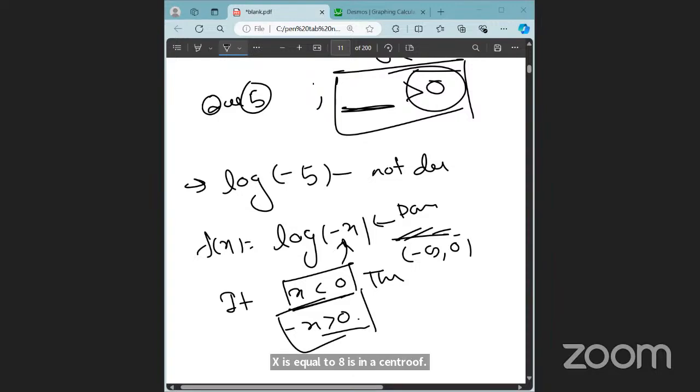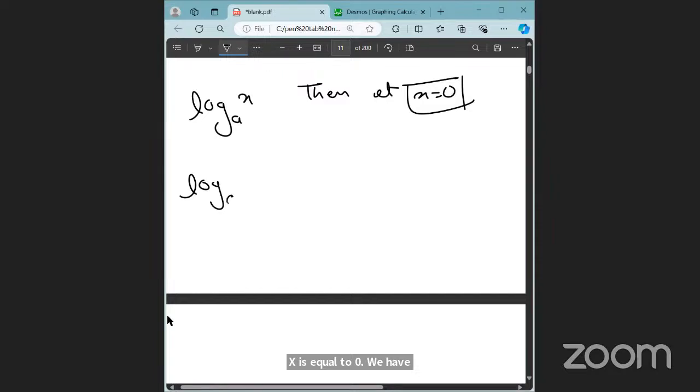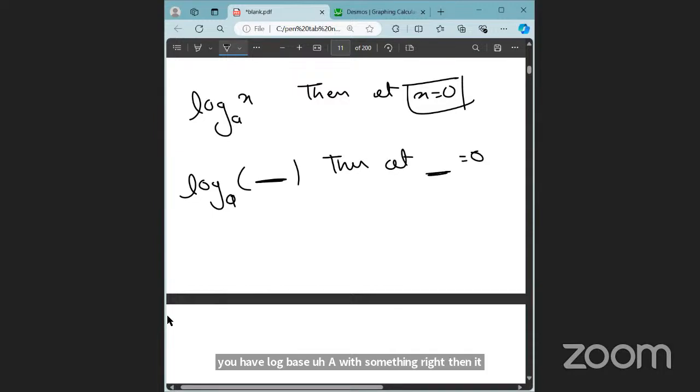See, whenever you have a general logarithm, log base a of x, then at x equals 0 we have asymptotic behavior. Whenever you have log base a of something, it will have asymptotic behavior when that thing becomes 0. For example, if you have x minus 1, then this will behave asymptotically near x minus 1 equals 0. That means x equals 1.